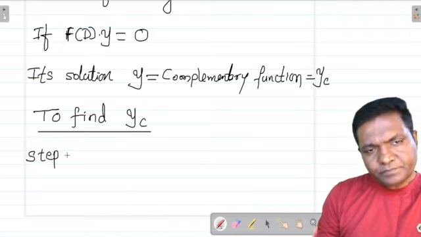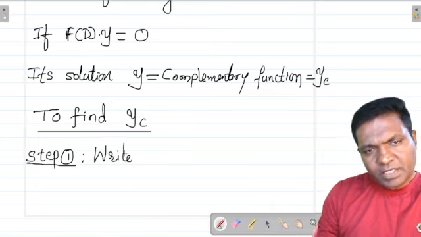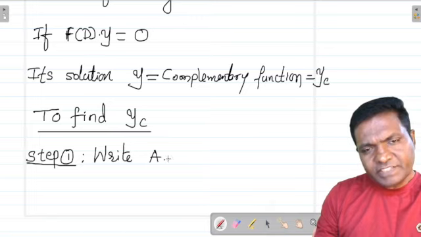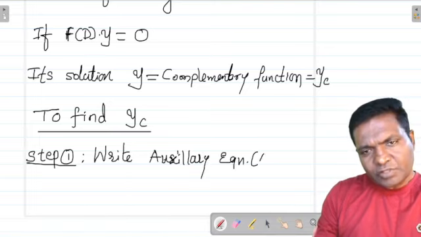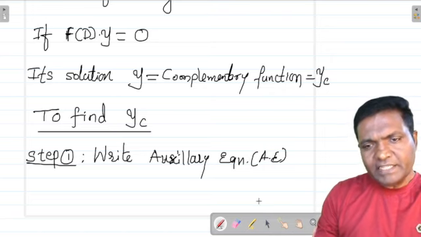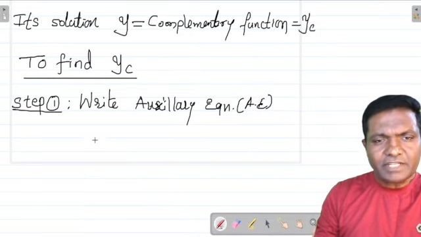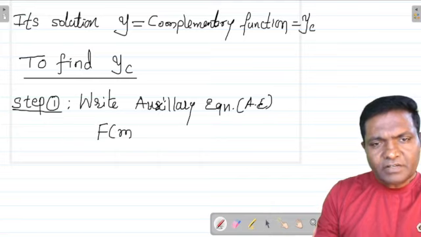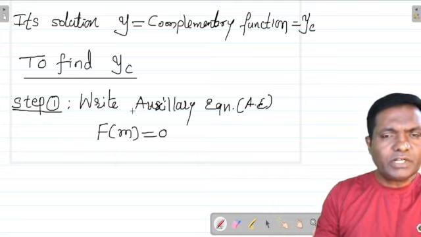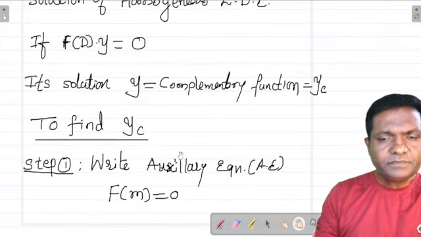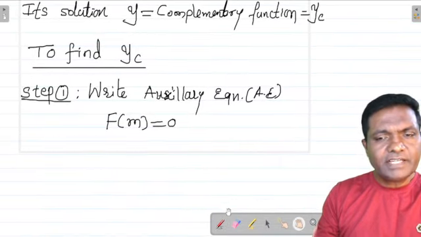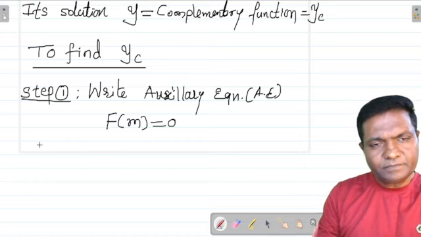Step 1, write auxiliary equation. In short, we write it as AE. Write auxiliary equation as f of m is equal to 0. Means whatever the coefficient part of y, in that you replace D as m and equate it to 0. Okay, we'll understand in the next stage when you solve one example.